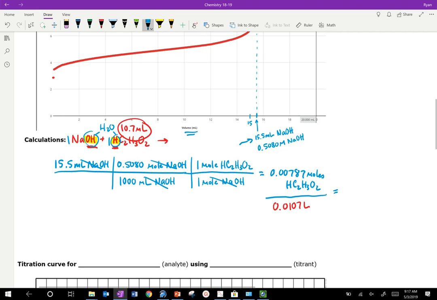So 0.00787 divided by 0.0107. And we get a molarity of 0.736 moles per liter. That's our molarity. You could also write it as 0.736 capital M. And then it's our acid, so let's go ahead and label it as C2H3O2. There's our acid answer.